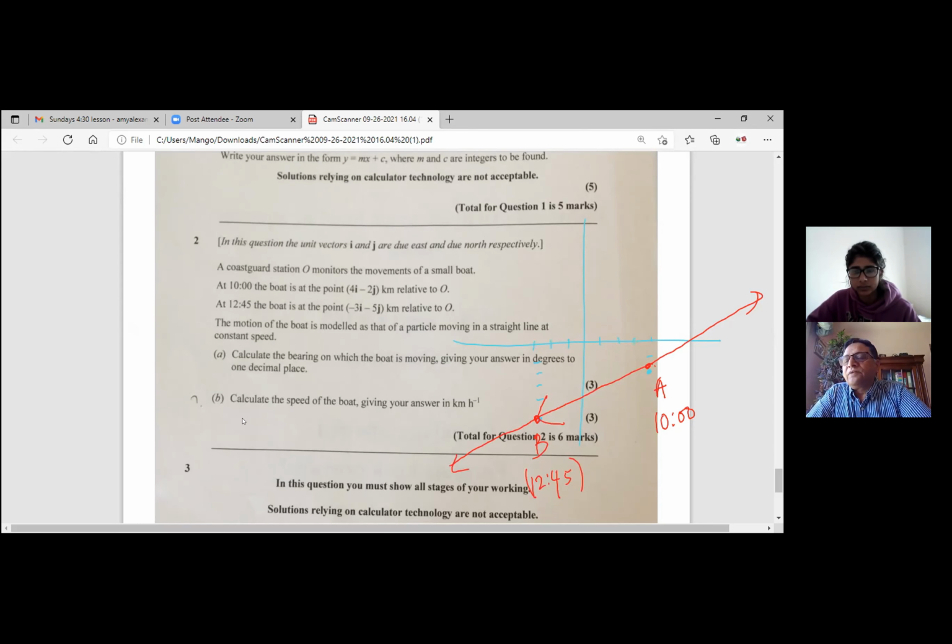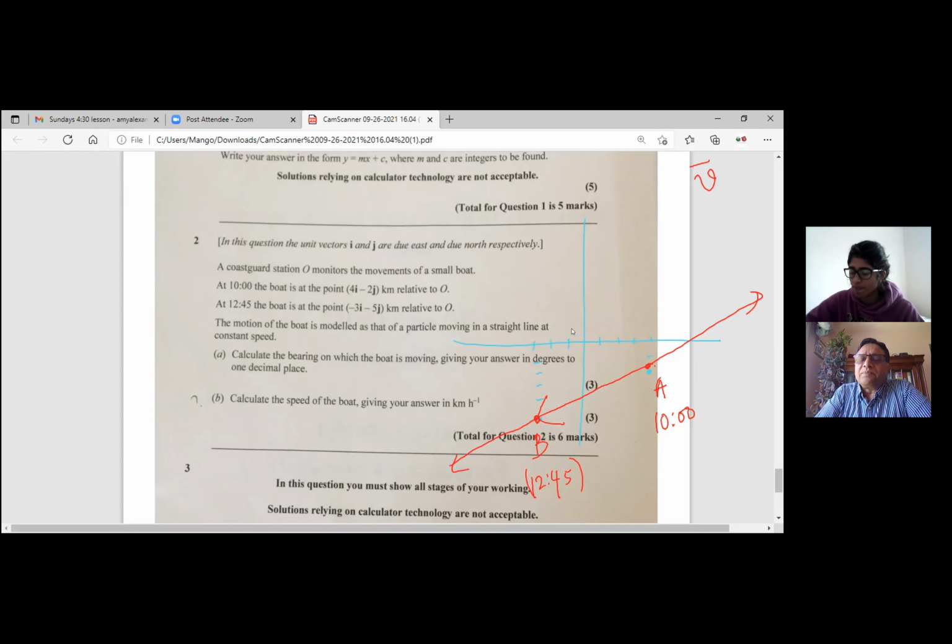Basically, you have to find the velocity. Speed is the magnitude and bearing is the angle, so the velocity vector is something you need to find. You know it's moving in that direction because at 10 a.m. it is at location A, which is 4i minus 2j, and at 12:45, that means after 2 hours and 45 minutes, it is at B. Yes, it has to be that way.